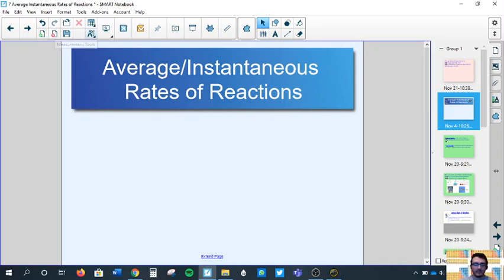Hello, grade 12s. In this lesson, we're going to go over average and instantaneous rates of reaction. So we are concluding almost our discussion on enthalpy and thermal chemistry. We're going to get into now kinetics of chemistry. It's a pretty short part of this unit, but we're going to start now.